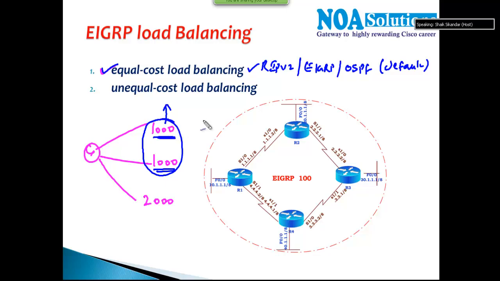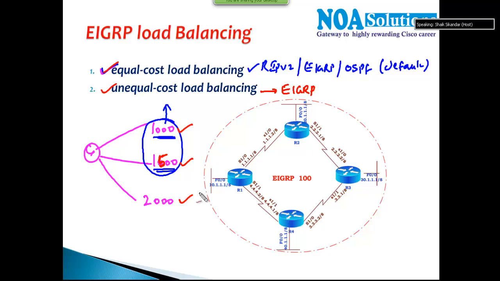2 possible routes, it's going to do load balancing automatically by default. But the feature in EIGRP is the only protocol which not only supports equal cost, it also supports unequal cost load balancing. Now unequal cost means, let's take an example, the cost from here to here is 1500, we got a cost of 1000, we got a cost of 1500, and we got a cost of 2000.